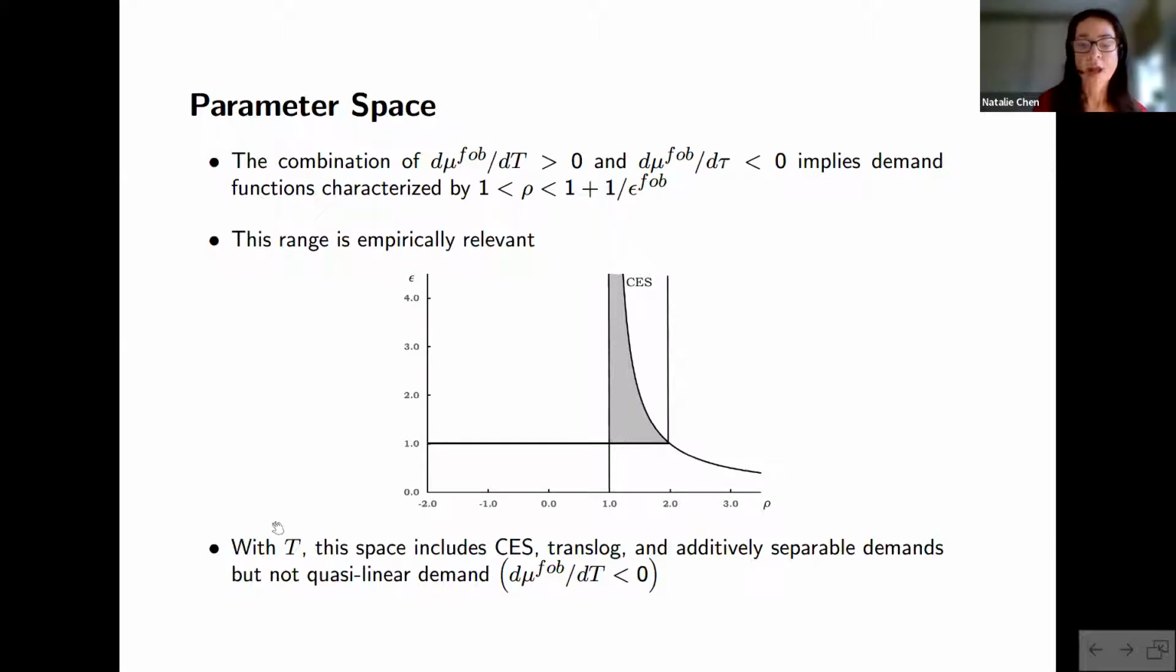And remember what I said before, this range is empirically relevant because it implies that larger firms have larger markups. So examples of demand functions that lie in this space, the gray shaded area, once we have a per unit cost, would include CES, translog, and additively separable demands, but it will not include quasi-linear demand, because with quasi-linear demand, we do actually predict that markups decrease with the per unit cost and therefore decrease with bilateral distance, which is inconsistent with what we observe in the data.